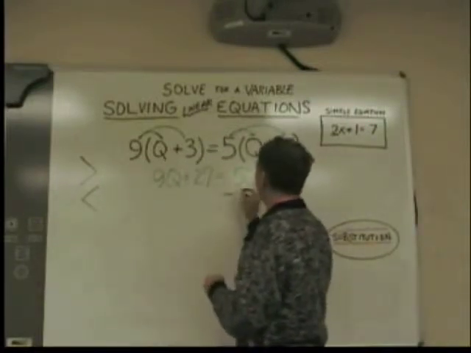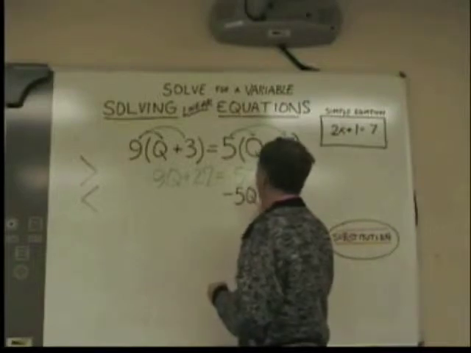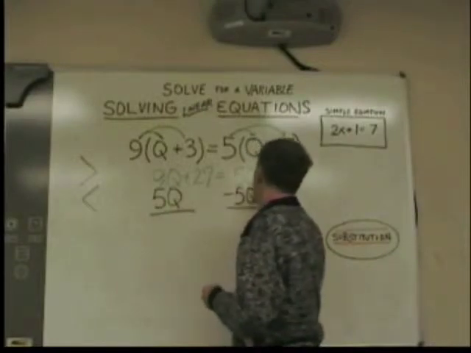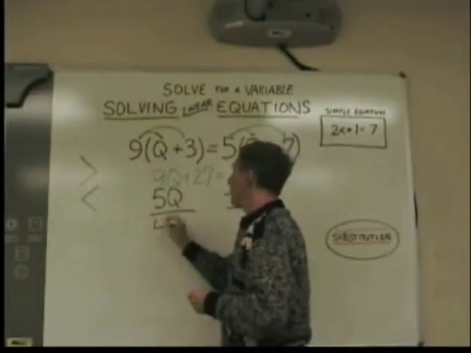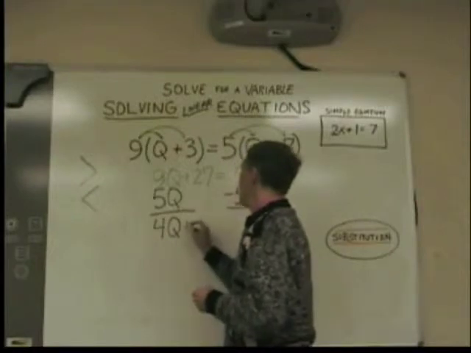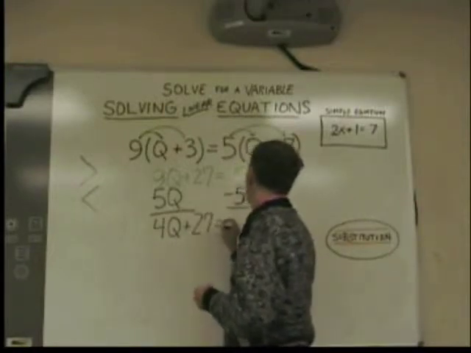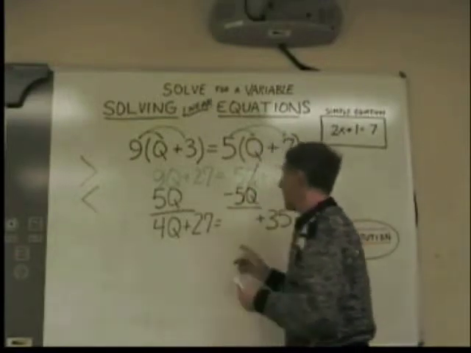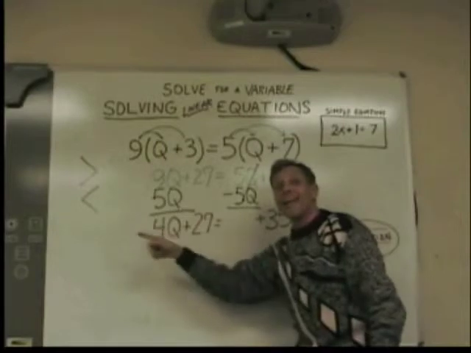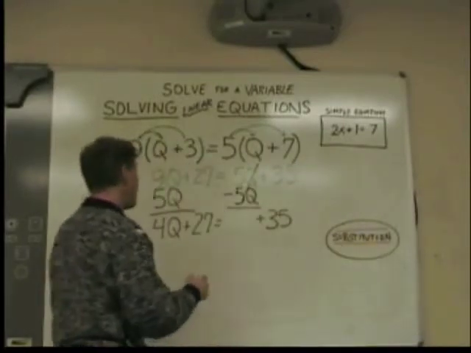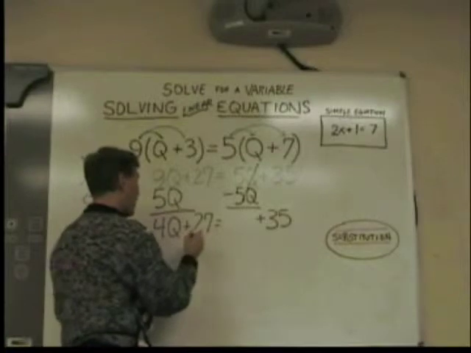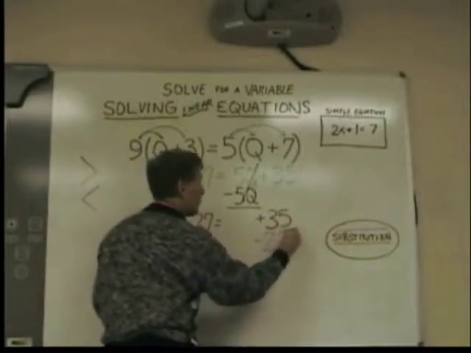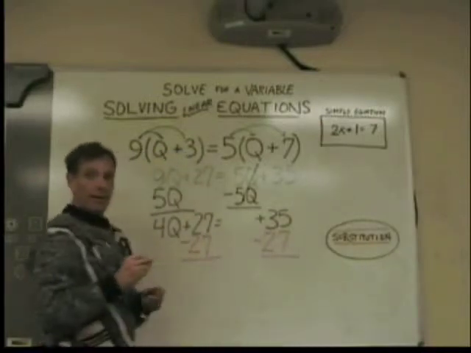So what I'm going to do is subtract 5q from both sides. And that gives me 4q plus 27 equals positive 35. And since I moved my number-letter terms to that side, then I'm going to move my plain old numbers to this side by subtracting, doing the opposite, 27 from both sides. Okay?